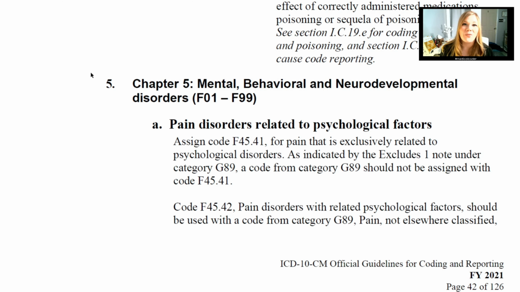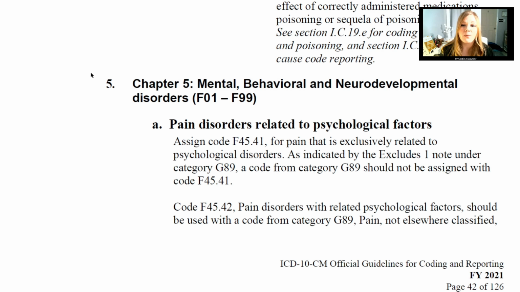Now let's go on to Chapter 5, our codes for mental, behavioral, and neurodevelopmental disorders. Assign code F45.41 for pain that is exclusively related to psychological disorders. There's an Excludes1 note under category G89, which is our pain category codes, that says a code from G89 should not be assigned with that F45.41 code.